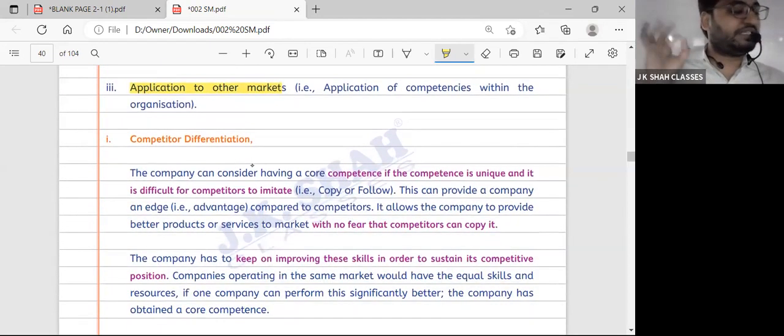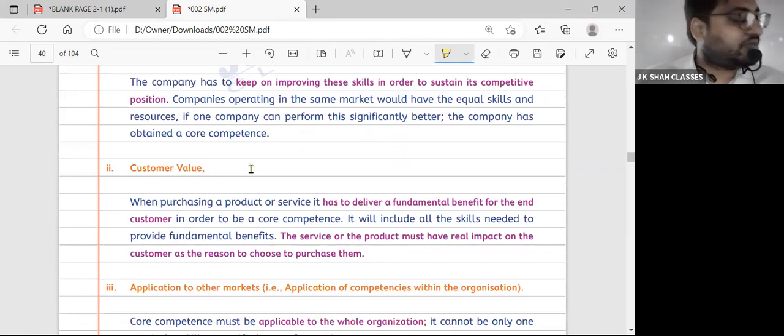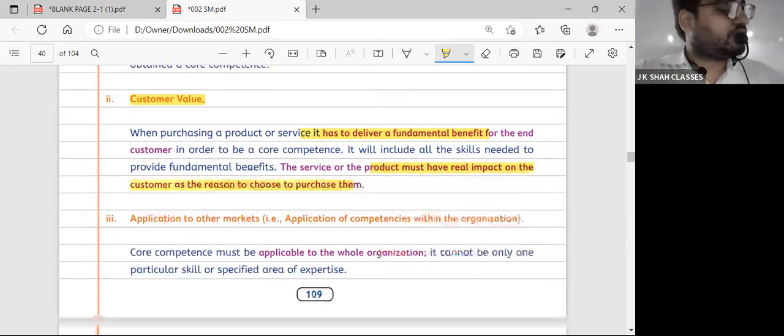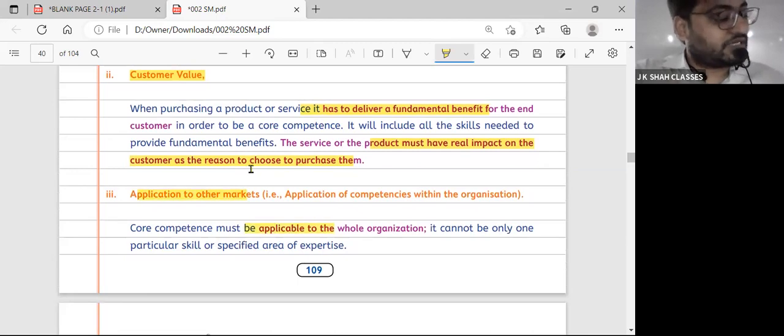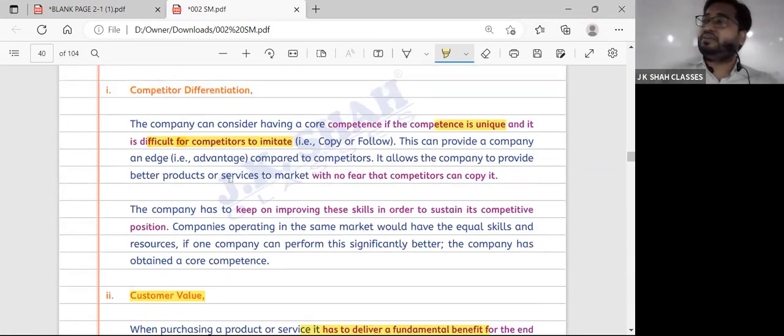I'll highlight a few important sentences here. Unique, difficult to imitate. This is the competitor differentiation. Then we have customer value. It has to deliver fundamental benefit. Must have the real impact on the customer. That is why they will buy the product again, right? If I like the product, then only I will buy. Otherwise, what's the point of buying? Application to other markets. It should be applicable to the whole organization. Well, understood which points to be underlined.